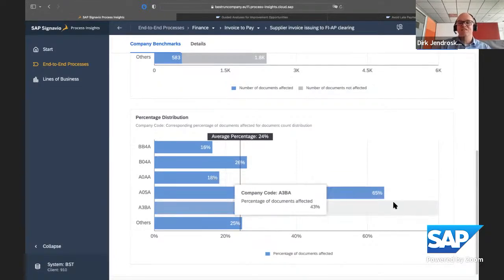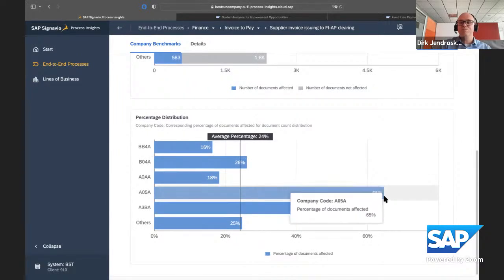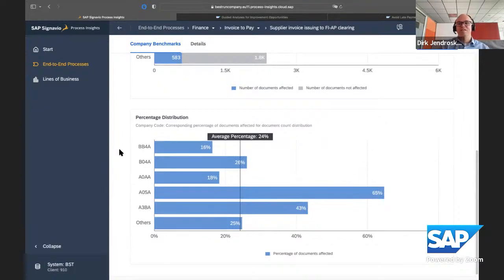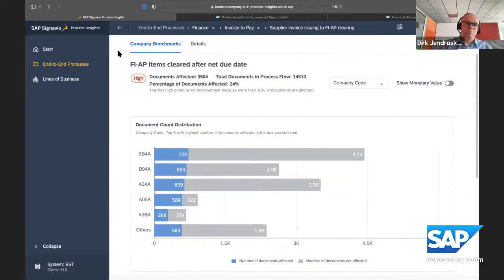And I see 65% of the documents are being paid late here. So severe issues. Some other company codes are doing things better. So this could be Belgium, 16%. So great point of start of following up. I could now get started calling my colleagues in Austria and talking to them and understand why the late payments are happening there. But there's more to show.